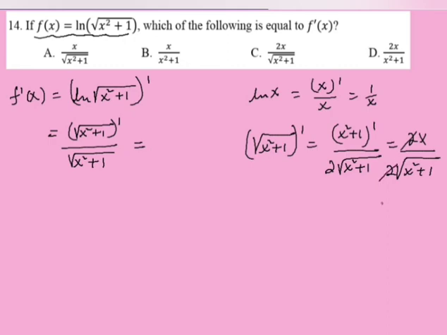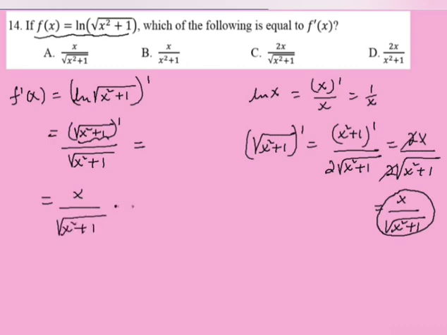So this can be cancelled out. The result is x over radical x squared plus 1. Therefore, we can substitute this result in here. So this becomes x over radical x squared plus 1 times 1 over radical x squared plus 1. This becomes x over x squared plus 1. So this is the derivative.